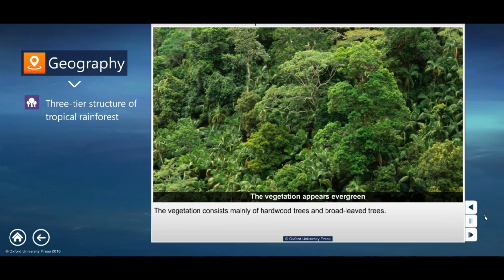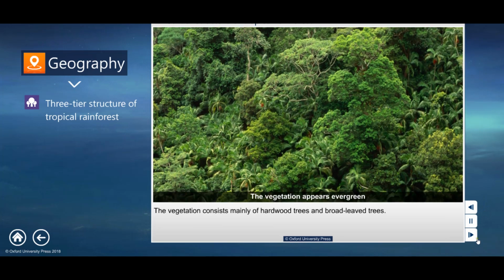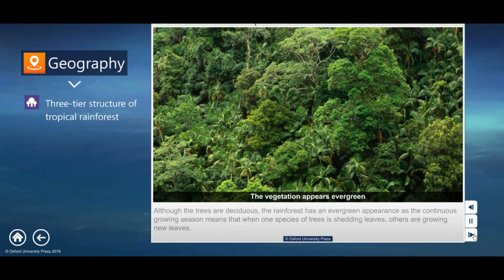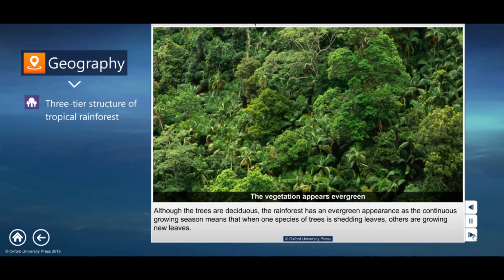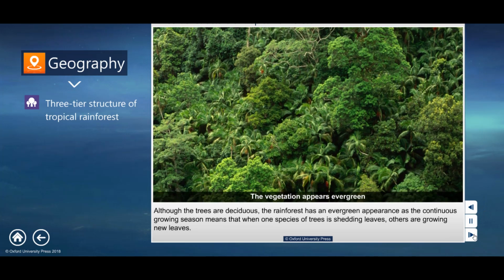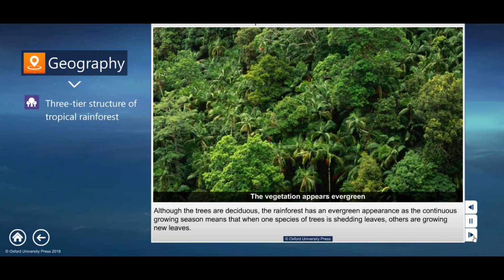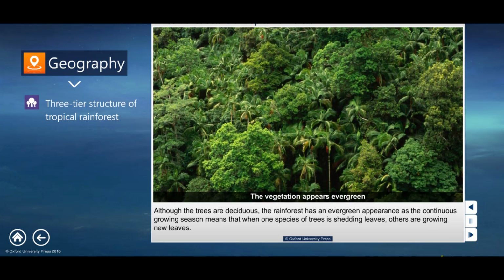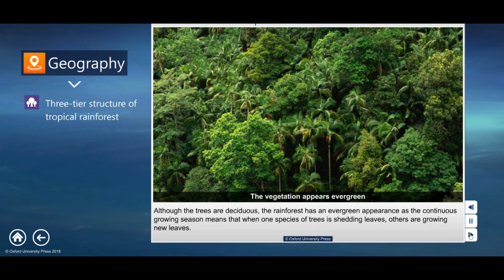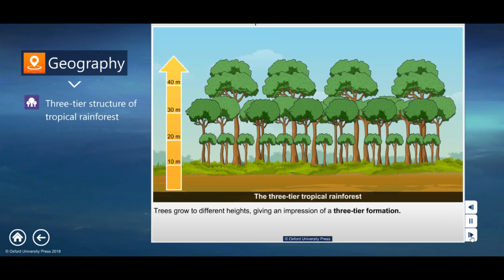The vegetation consists mainly of hardwood trees and broad-leaved trees. Although the trees are deciduous, the rainforest has an evergreen appearance as the continuous growing season means that when one species of trees is shedding leaves, others are growing new leaves. Trees grow to different heights, giving an impression of a three-tier formation.